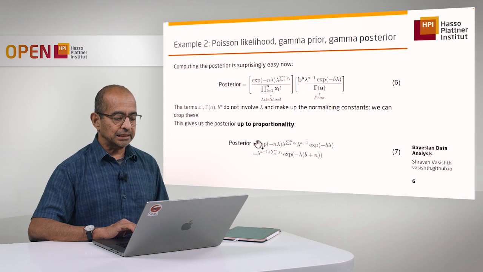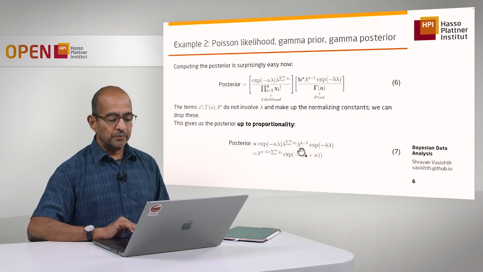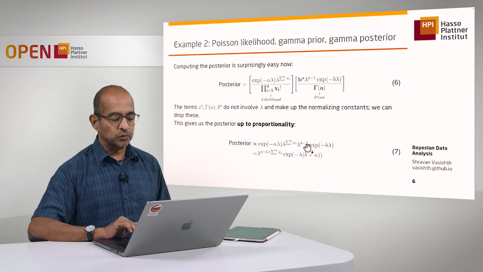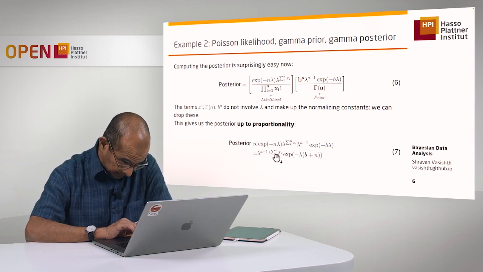And again, what you notice is that I've got one term, exponential minus n lambda. That came from the likelihood term. But in the gamma distribution, I've also got an exponential minus b lambda. So I'm going to have to sum up these two. And similarly, I've got in the likelihood lambda to the power of sum of x, and in the gamma, I've got lambda to the power of a minus 1. Now, if I add up the exponents in the lambda terms, what do I get? Let's look over here. I get lambda to the power of a minus 1 plus sum of x. So I'm just adding up the exponents in the lambda term.